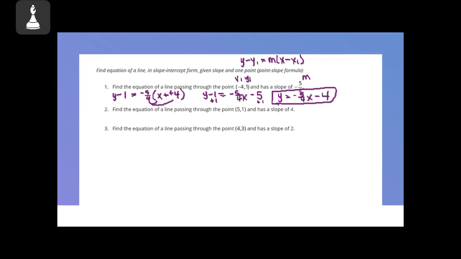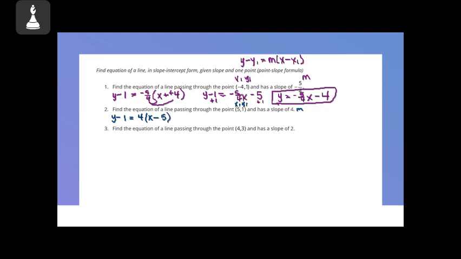We'll do the same thing with the next 2. Find the equation through the point 5, 1. So x1, y1 with a slope of 4. So there's my m. Plug in what I got. y minus y1 is 1 equals m, which is 4, open parentheses, x minus, and x1 is 5. Point slope form is written.